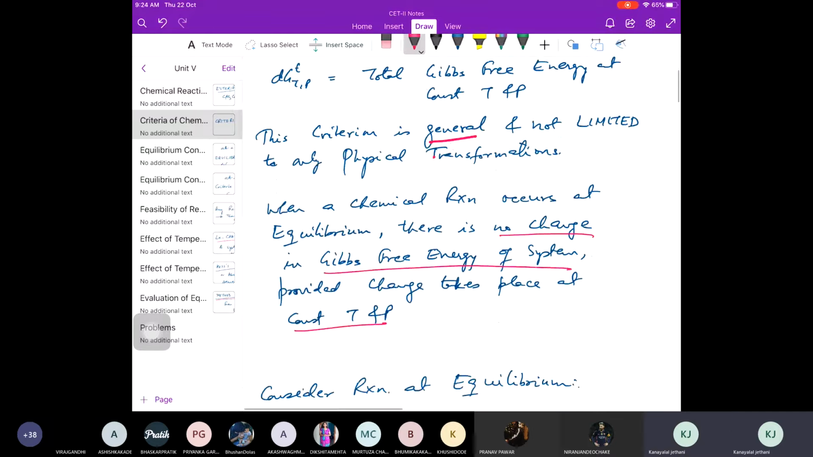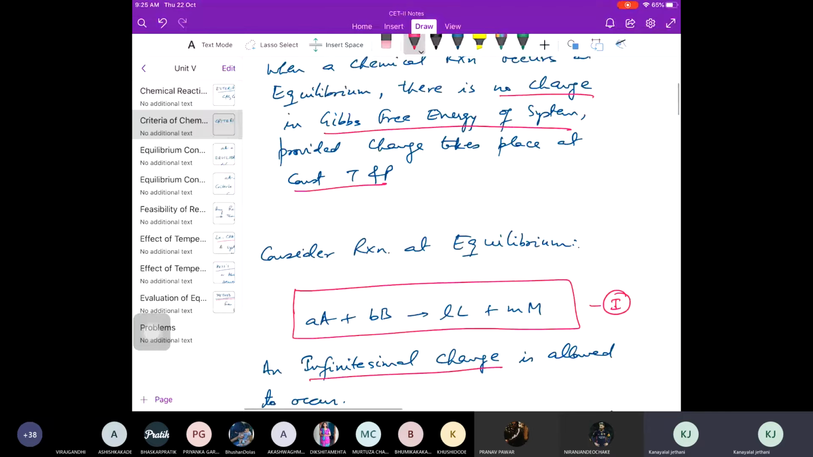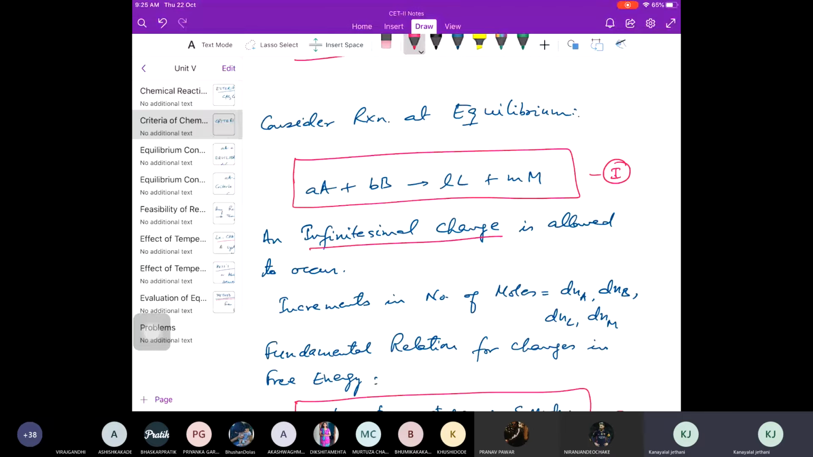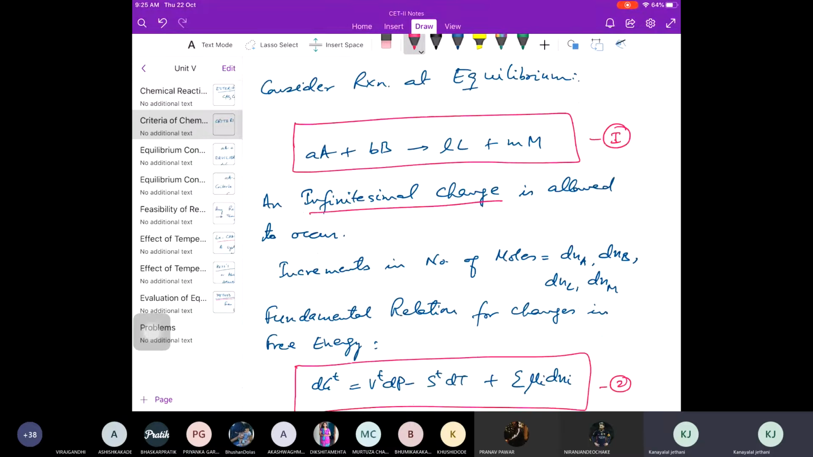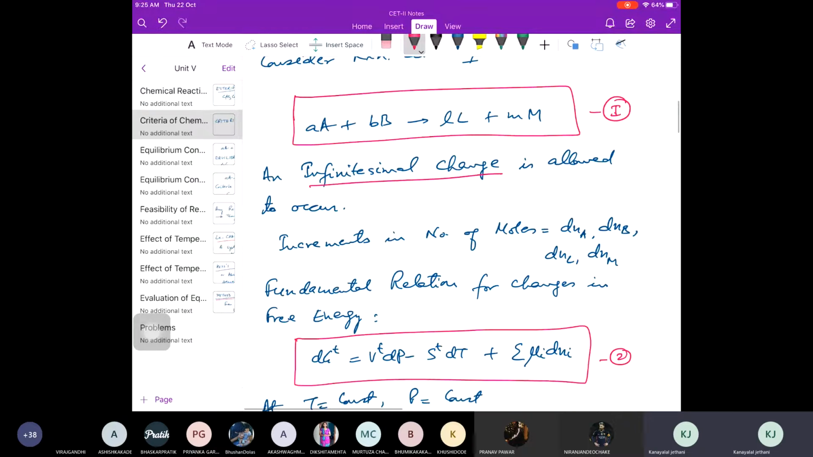So when a chemical reaction occurs at equilibrium, there's no change in Gibbs free energy of the system, provided the change takes place at constant temperature and pressure. We always say it is constant temperature and pressure, and we are always looking at systems where the pressure and temperature are constant. So let us consider a reaction at equilibrium given by this equation: a times A plus b times B is l times L plus m times M. Now there is an infinitesimal change, a very small change taking place. The increment in number of moles is, suppose, dNA for component A, dNB for component B, dNL for component L, dNM for component M.